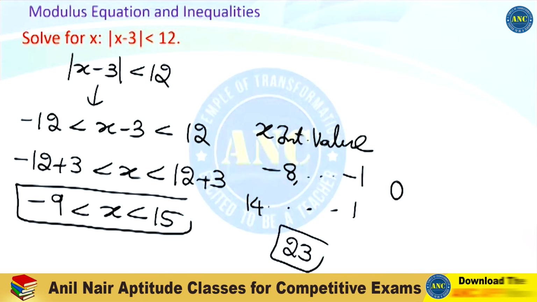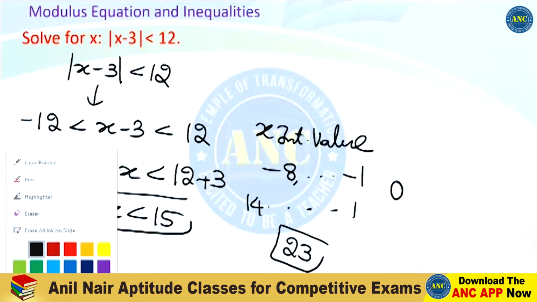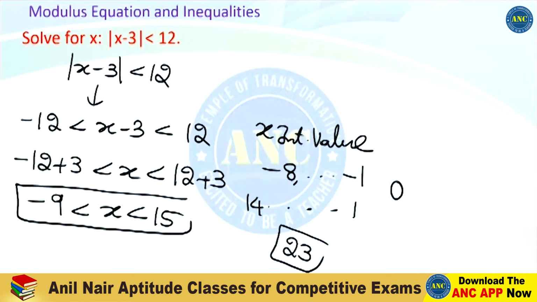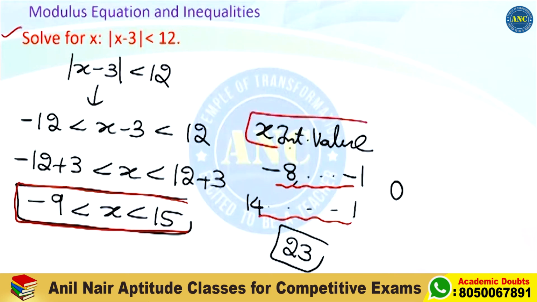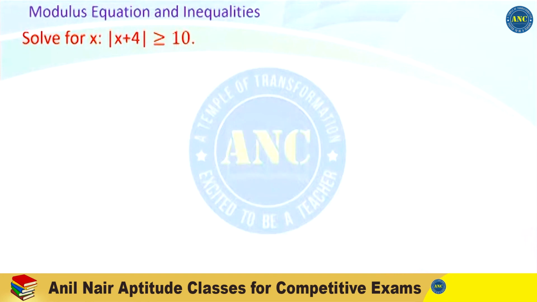Idea is clear. Minus 12 less than x minus 3 less than 12. Adding 3 on both sides: minus 12 plus 3, 12 plus 3. Minus 9 less than x less than 15. So it is minus 8 to minus 1 or 1 to 14: 8 plus 14 plus 1, total 23 values it can take. I hope the idea is clear. Generally, the questions will be on the integral values.